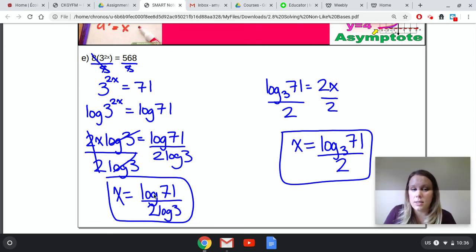Now take a look at this. If we use our change of base formula, log 71 over log 3 is log base 3 of 71. These are the same number, but they look quite different. So this is something you'll have to notice. A lot of times if you're dividing two logs, there's nothing adding or subtracting here. They can be written as one log, and the 2 stays in the denominator.